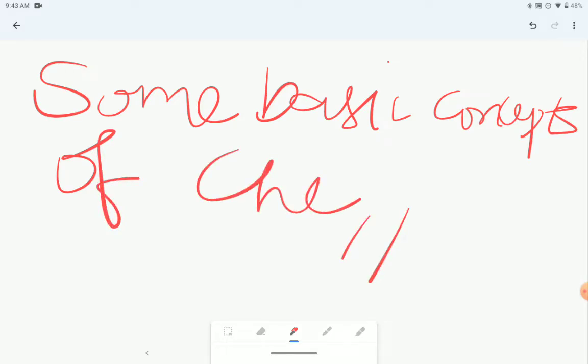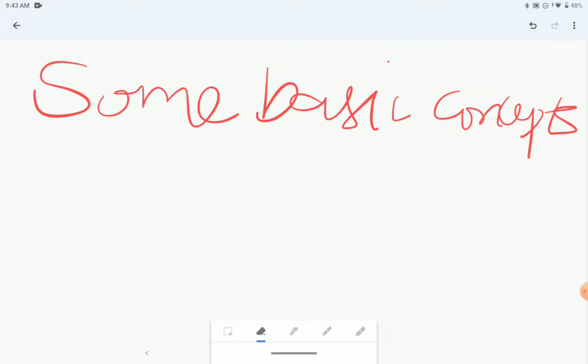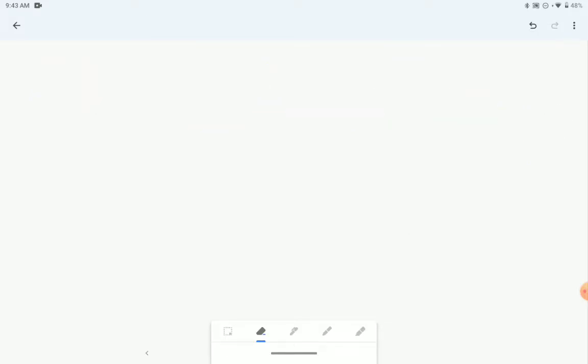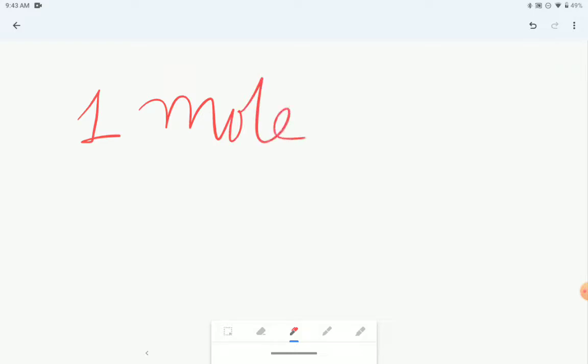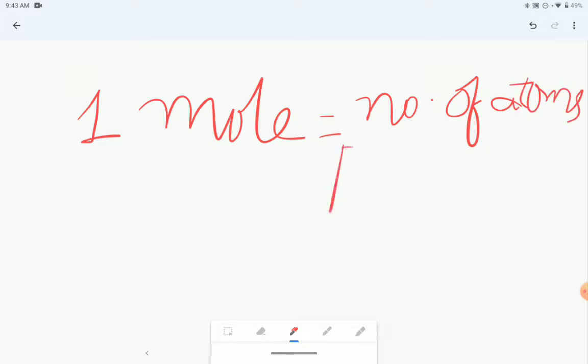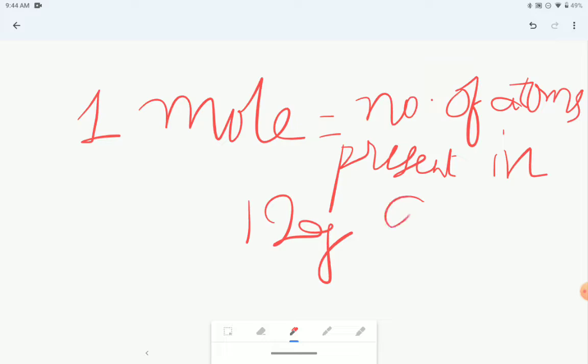Today I'm gonna explain about this, and let's come to the point. First, we should know about a mole. In order to know about the mole concept, we should know about a mole. One mole is nothing but the number of atoms present in 12 grams of carbon.